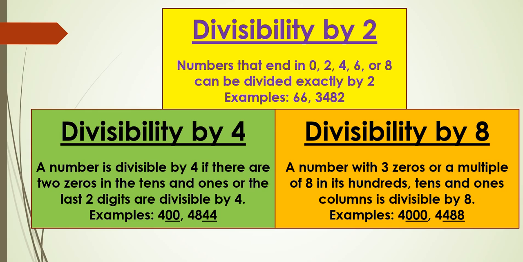So in divisibility by 2, we will see the last one digit. Divisibility by 4, we will see the last two digits. And divisibility by 8, we will see the last three digits.